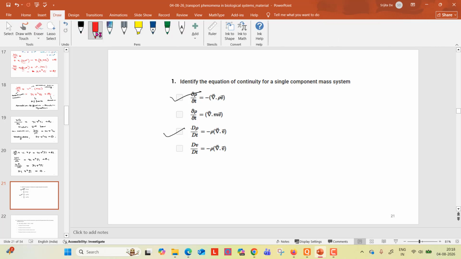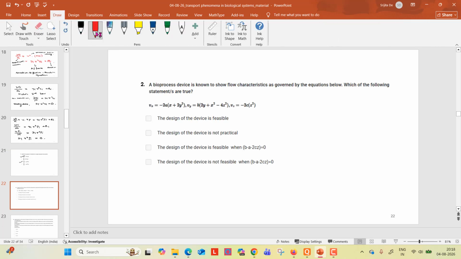Right? Next, a bioprocess device is known to show the flow characteristics as governed by the equations below. Which of the following statements are true? Everything is given, and for a bioprocess to happen, we have to make sure that it is incompressible. For incompressible flow, what is the continuity equation? Divergence of V equals 0.